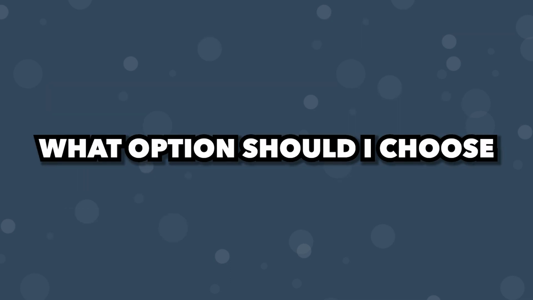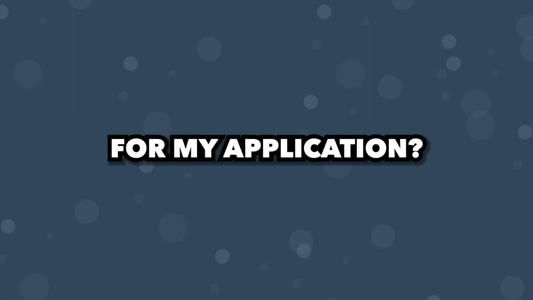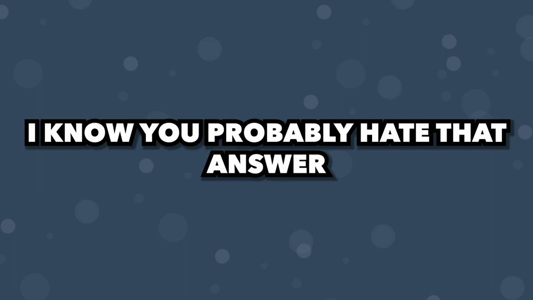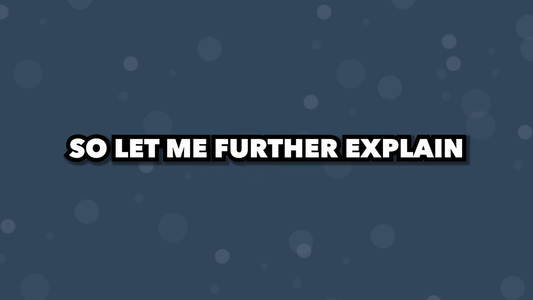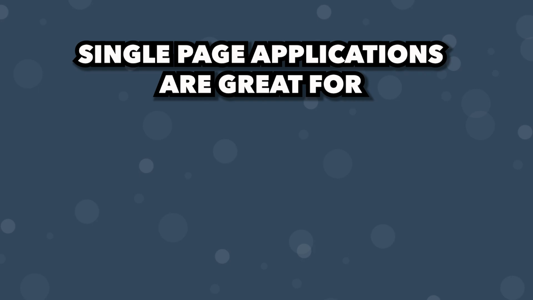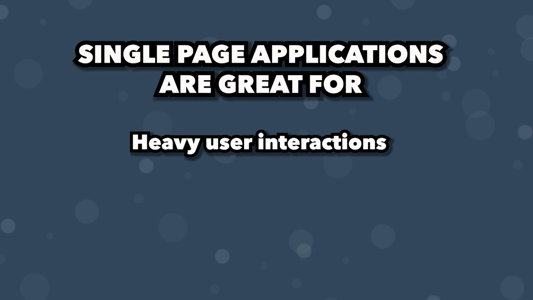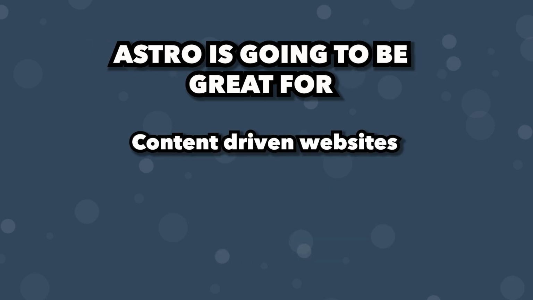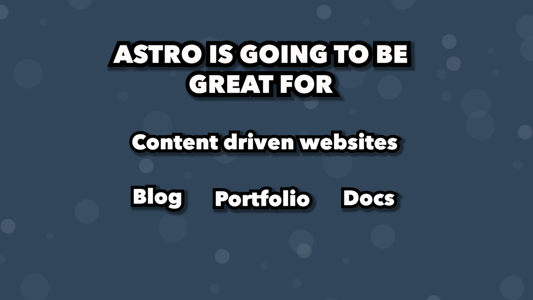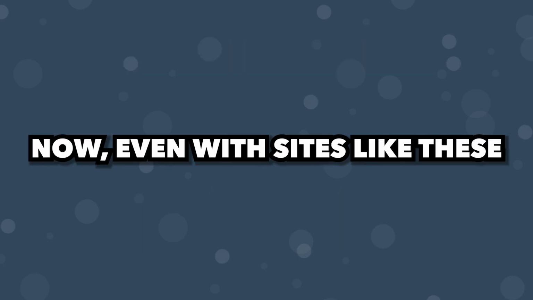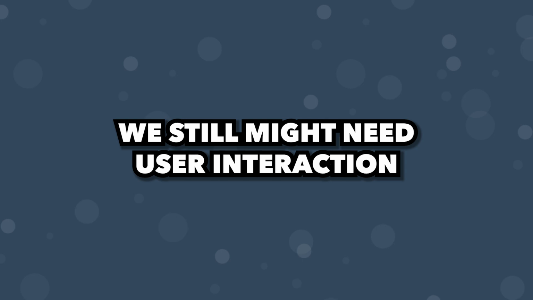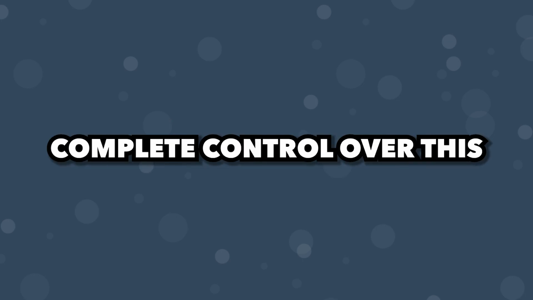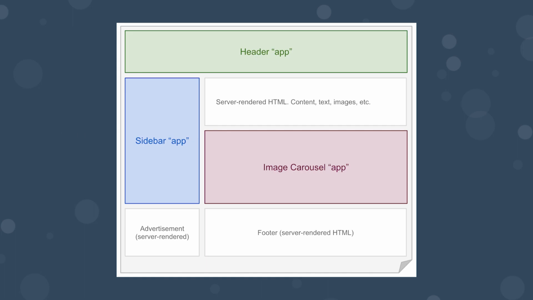Now, you might be wondering what option should I choose for my application, and that's going to mainly depend on the project that you're building, and yes, I know that you probably hate that answer, so let me further explain. Single page applications are great for heavy user interactions and dynamic data-driven sites. Astro is going to be great for more content-driven websites such as a blog, a portfolio, or even a documentation site. Now, even with sites like these, we still might need user interaction, and Astro actually gives you complete control over this using the islands architecture.